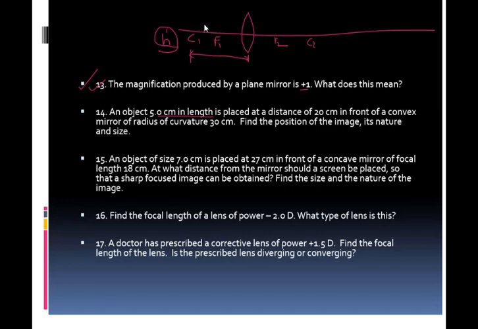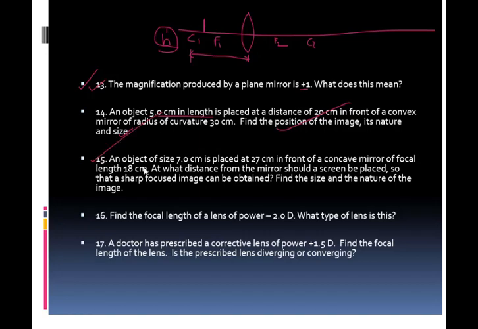So the object is placed here somewhere. If the object is placed in between focus and center of curvature, how to draw a ray diagram, I have already explained to you. Now after drawing the ray diagram, you need to find out the position of the image and its nature and size. So try to solve this question on your own. Okay. I hope you can solve this question. I have already explained how to solve it.